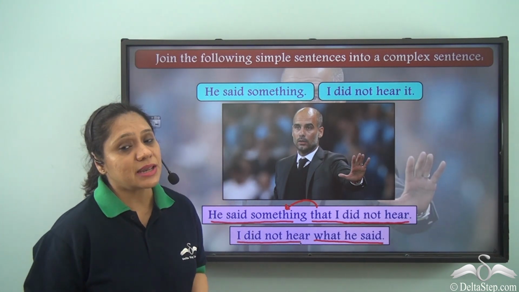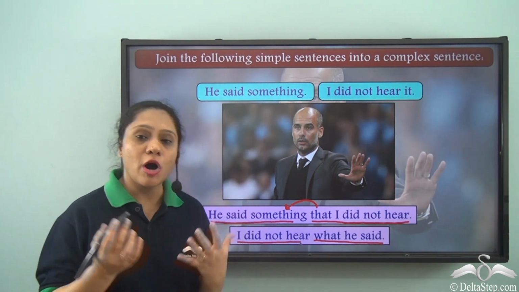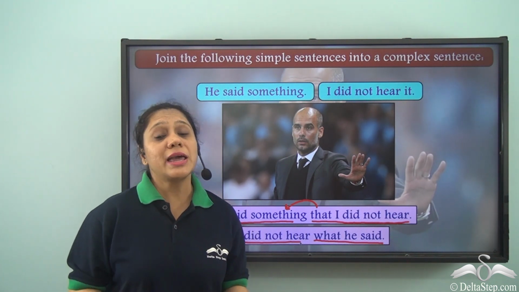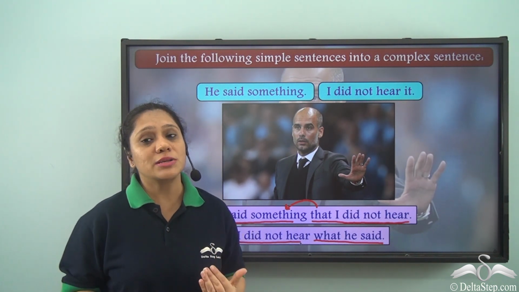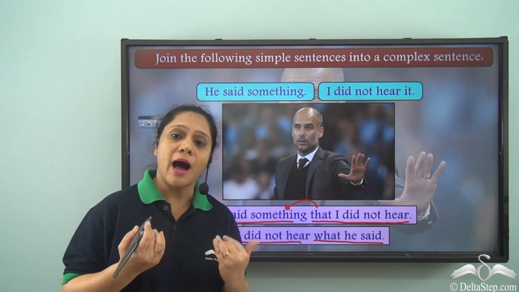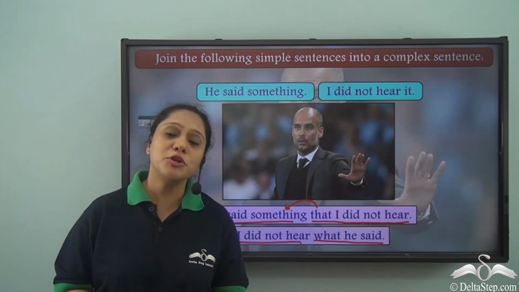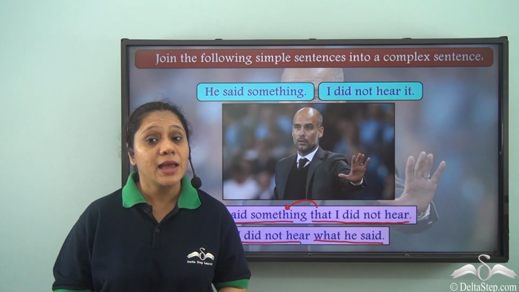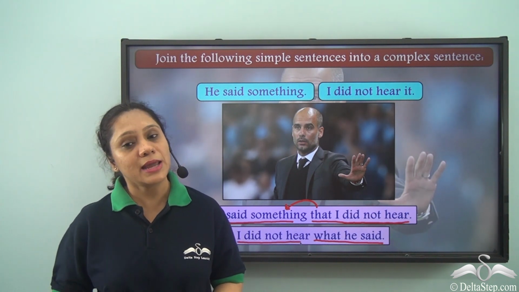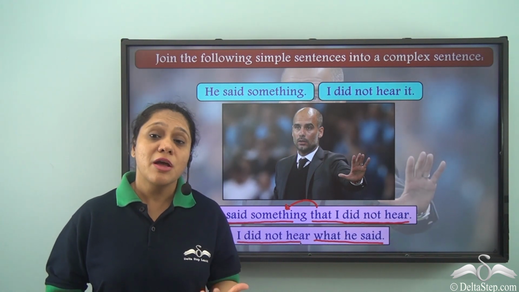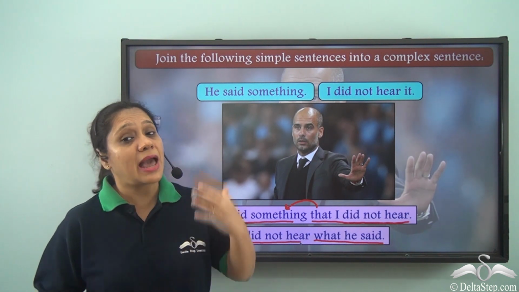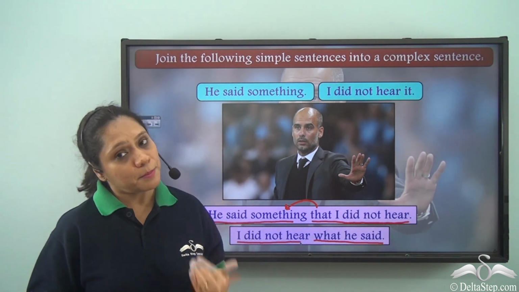So what do we see? We see that when we join the two sentences, we can choose which clause we want to make as our main clause. So what do we see here? We see that depending on the meaning and the context of the clauses, we can choose to make any of our clauses as our main clause.